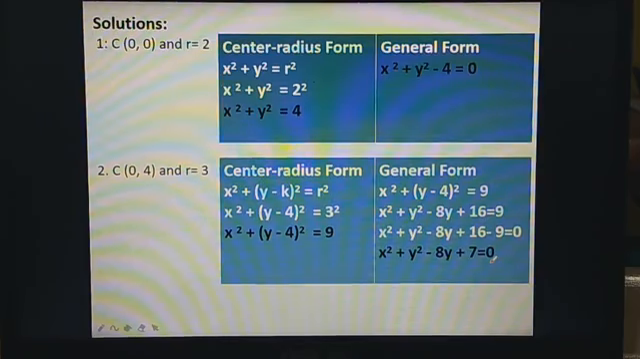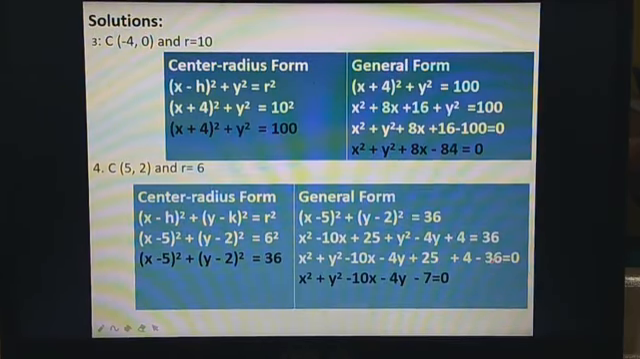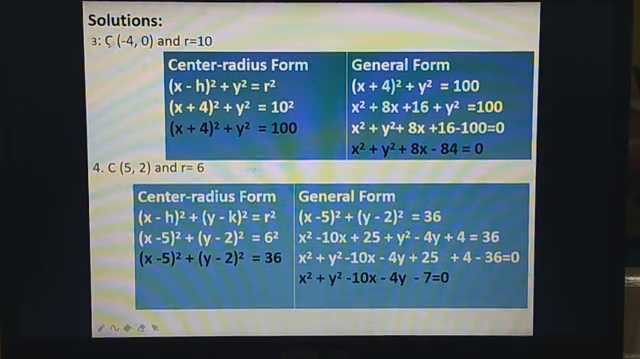Okay, let's proceed to third example. So in our third example, the center of the circle is at negative 4, 0. So your y coordinate of the center now is 0. And for our radius, we have 10. So meaning we have a value to be substituted in h, but 0 as the value of the y coordinate.